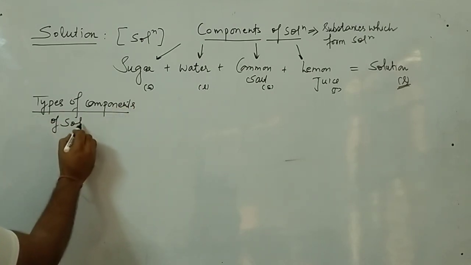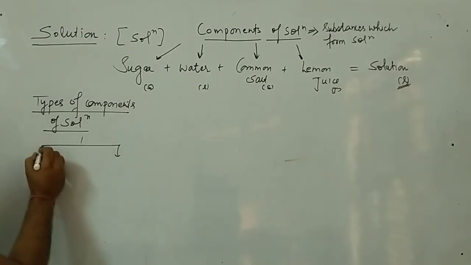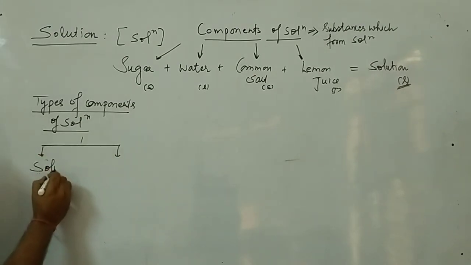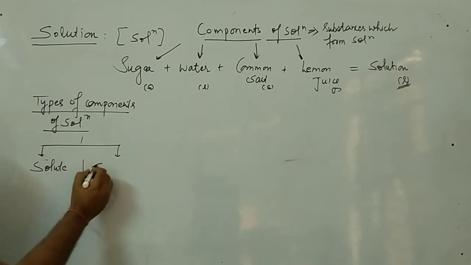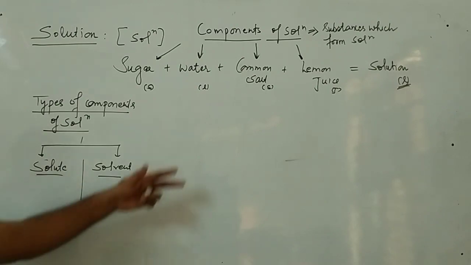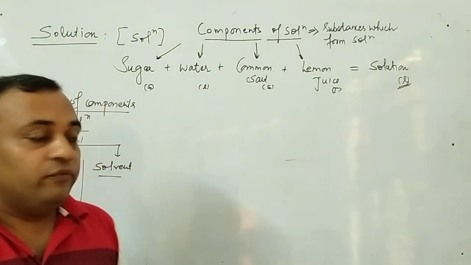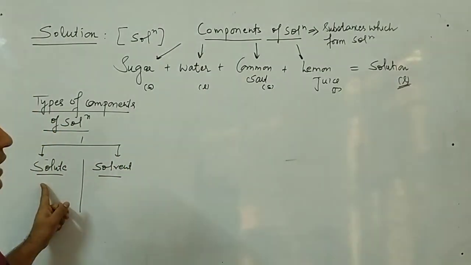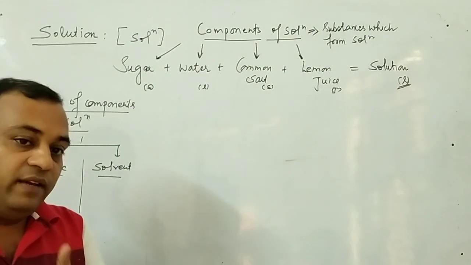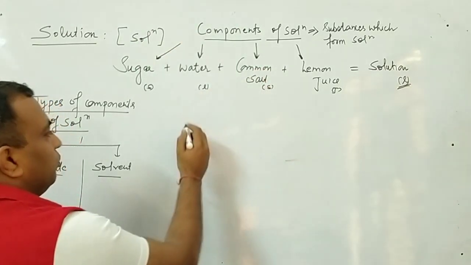Types of components of solution. Listen student, there are two types. Number one, solute, and second is solvent. Means out of these components we are having solute and solvent. So first we have to understand which component will behave like solute and which component will behave like solvent. Very important. So I'll explain this here on the board.